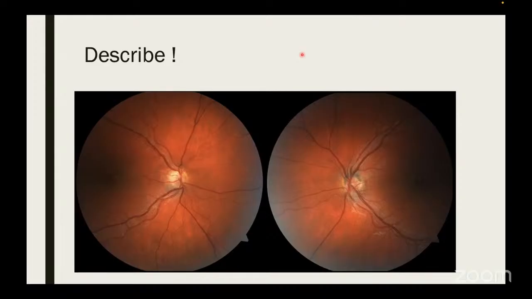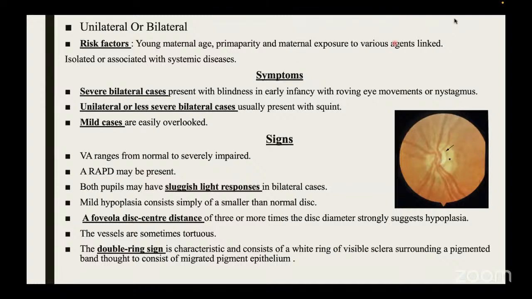There is one common systemic association called septo-optic dysplasia, de Morsier syndrome. Sometimes those patients might have developmental delay or some hormonal disturbances. Fine. Okay. So here is the whole summary of what we have said.